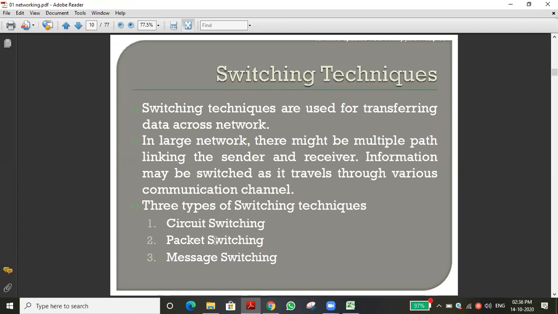Circuit switch, packet switch, message switch. Three types of switching techniques are there. Okay. They're switching techniques. Let me see them later one by one.